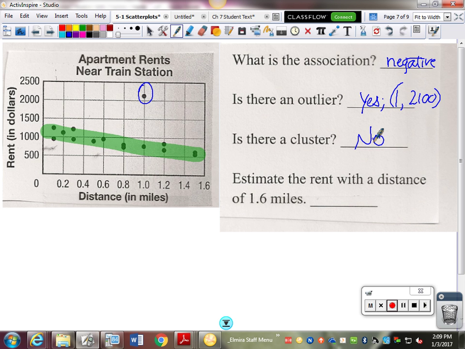Estimate the rent with a distance of 1.6 miles. So, probably that seems reasonable right about there. Classes have been telling me today. So, that's about $500 in rent. Okay.